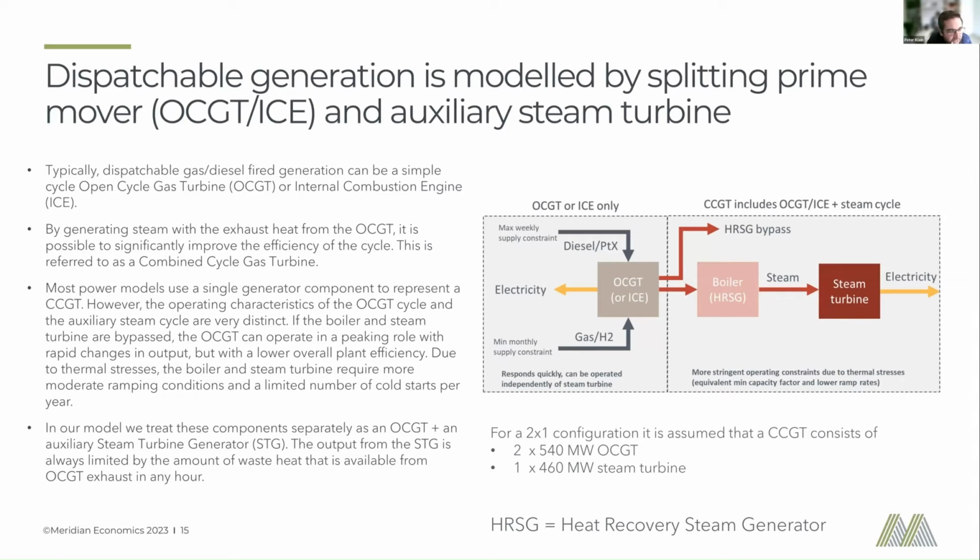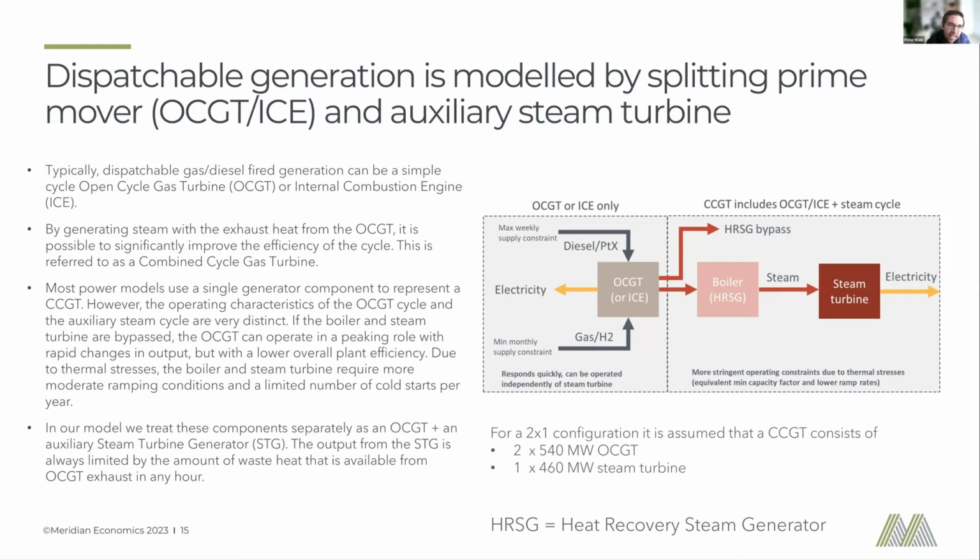So what we've decided to do in our current model is that we represent CCGT as two separate components. The one is an OCGT, which has no specific constraints around it. And then we have the steam bottoming cycle, where we have some minimum annual or monthly capacity factor constraints and a bit more stringent ramping constraints. And then the way we link the two is that there's a custom constraint that looks at the output of the OCGT in any hour.